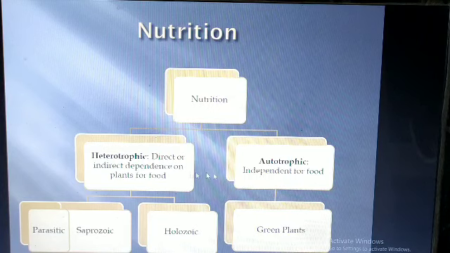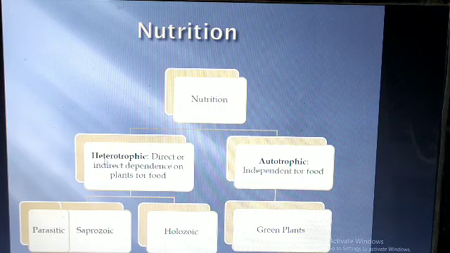So the nutrition is called autotrophic nutrition, whereas the others are hetero, which means not self, and trophism means nutrition. So they are not self-dependent for food; rather they depend upon the green plants.